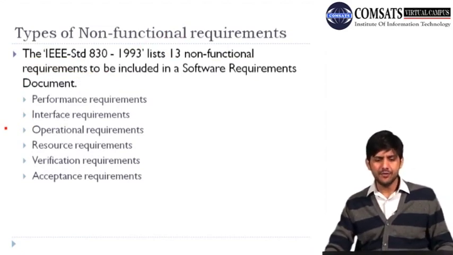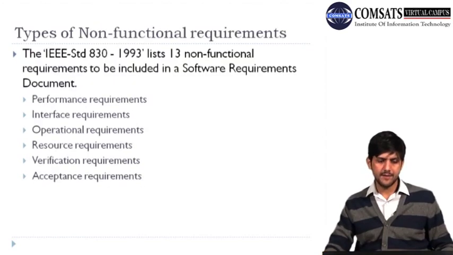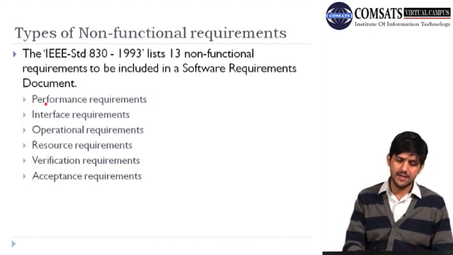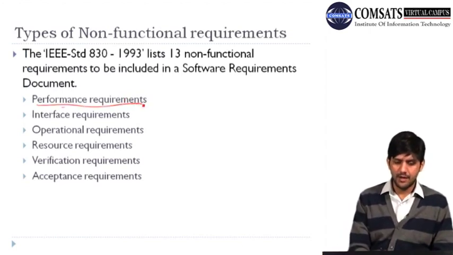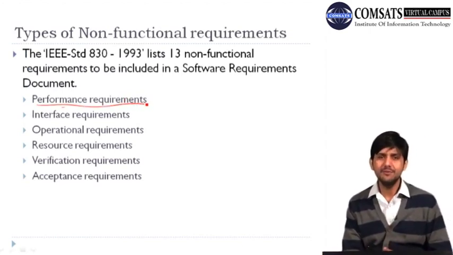So what are the different types of non-functional requirements? This is taken from the IEEE standard. It lists 13 non-functional requirements to be included in a system requirements document. So what are these different kinds of non-functional requirements? We have performance requirements, and we have seen some examples of these performance requirements.